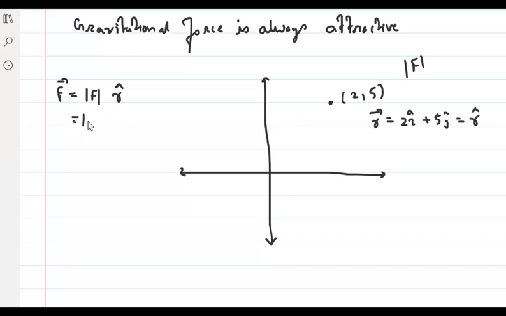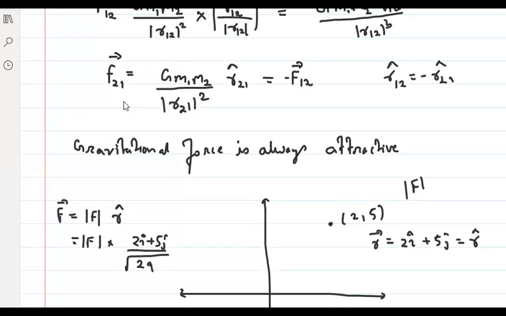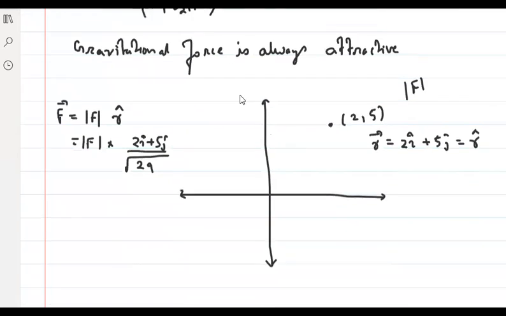It is magnitude of F into R cap, which is 2i cap plus 5j cap divided by root of 29. Got it? So this is one mistake that students tend to make, so please don't repeat it. When I talked about force F, I said that the vector form is the magnitude, which is the basic formula, and then the position vector, or distance vector.